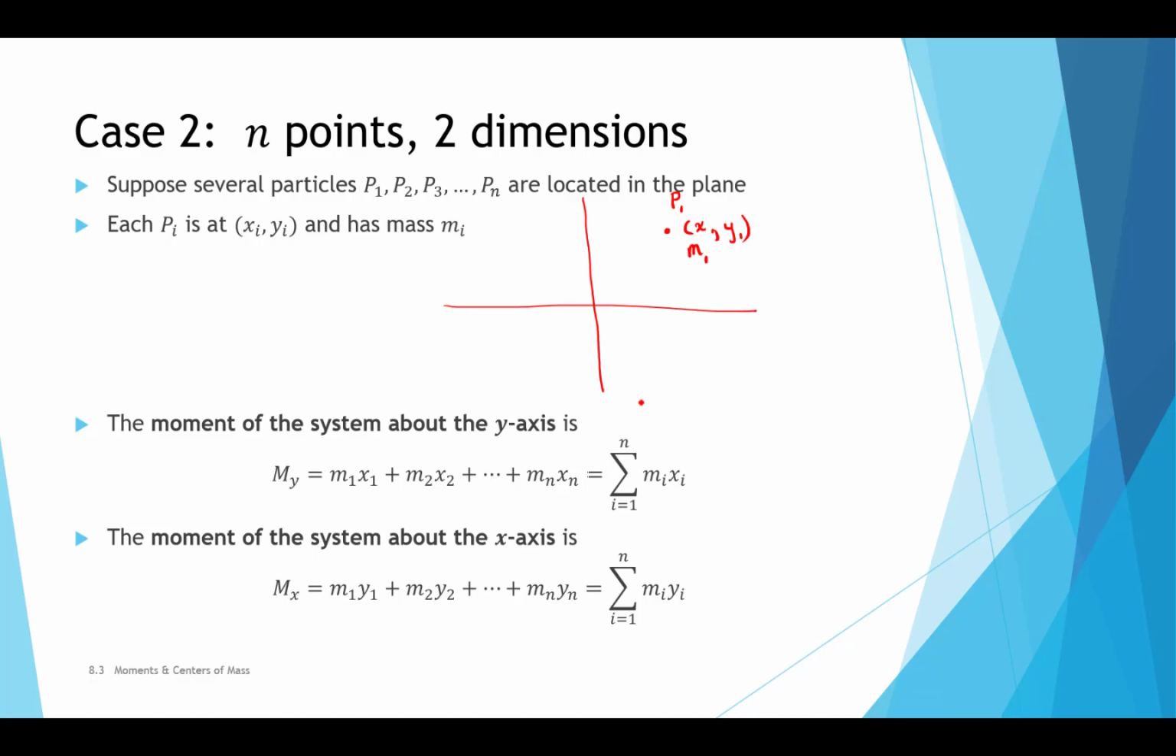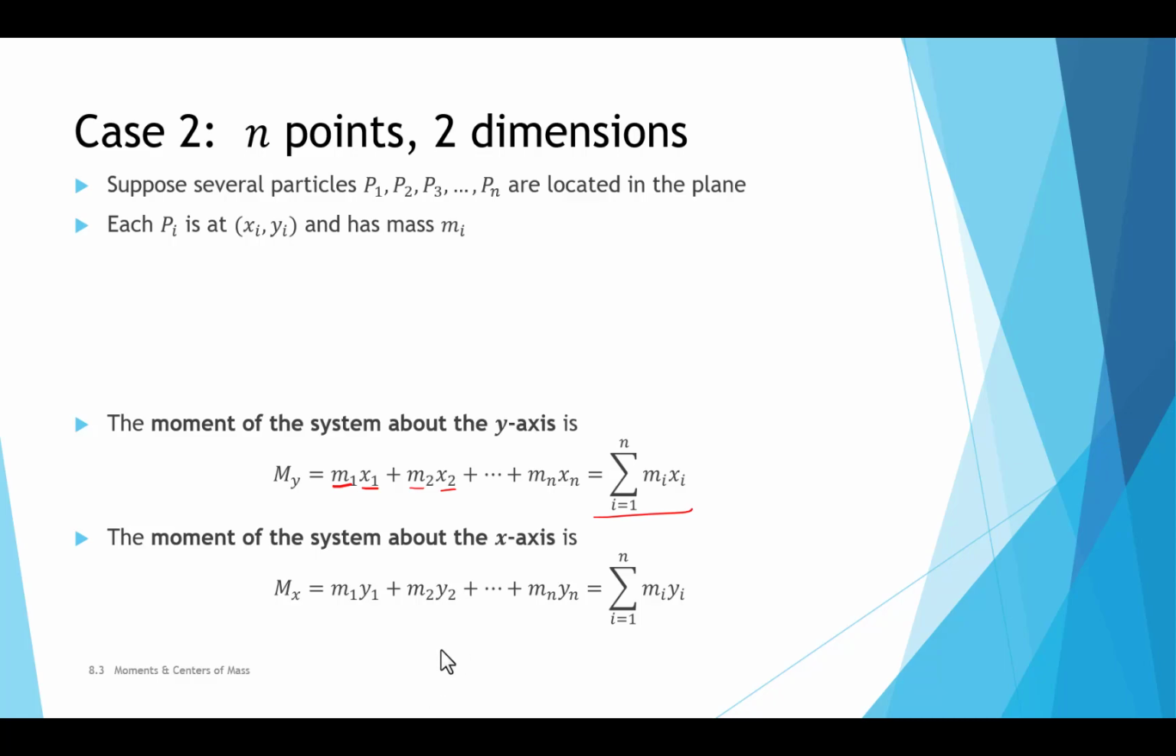Then we define the moment of the system about the y-axis. So the tendency of these points to cause the system to rotate about the y-axis is what we're thinking for My. We define the moment of the system about the y-axis in exactly the same way as we defined the moment of the one-dimensional system about the origin. We take each mass and multiply by its corresponding x value. We add all those together.